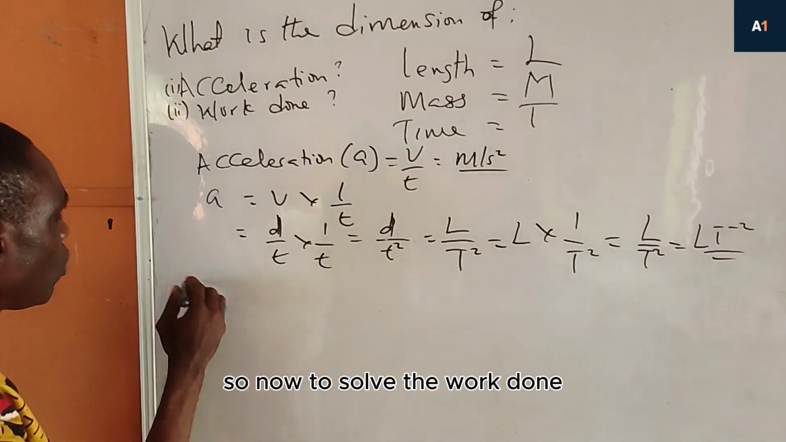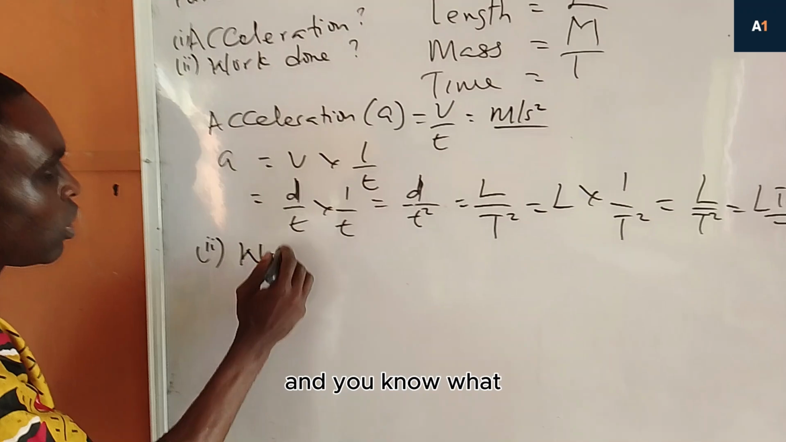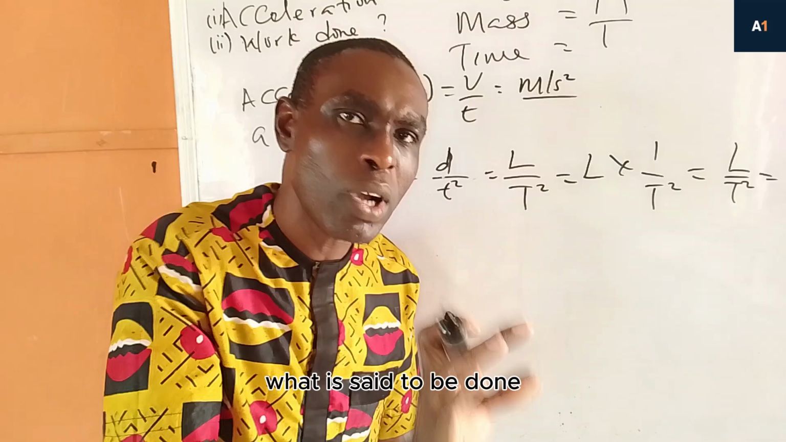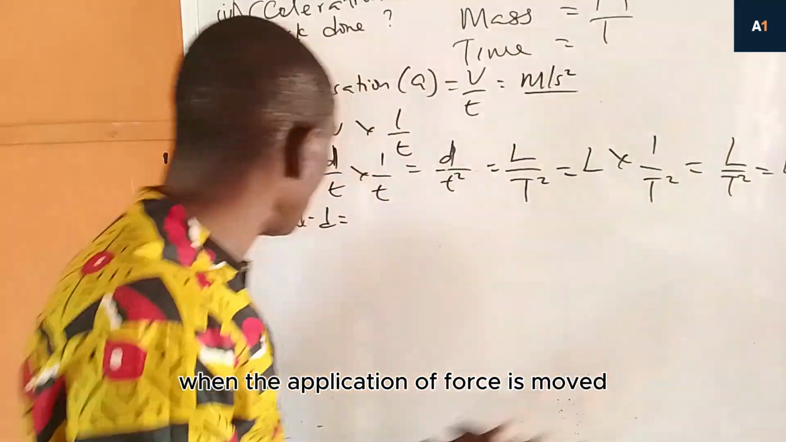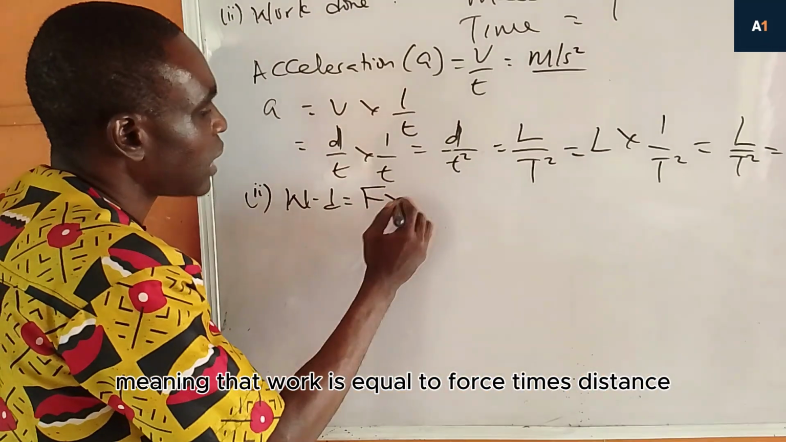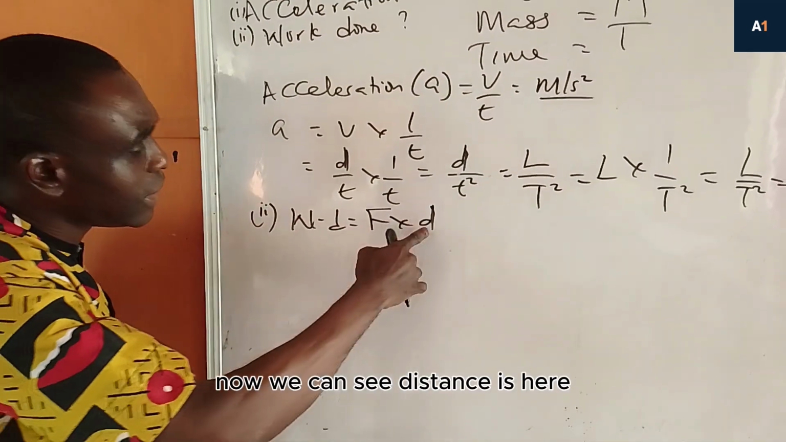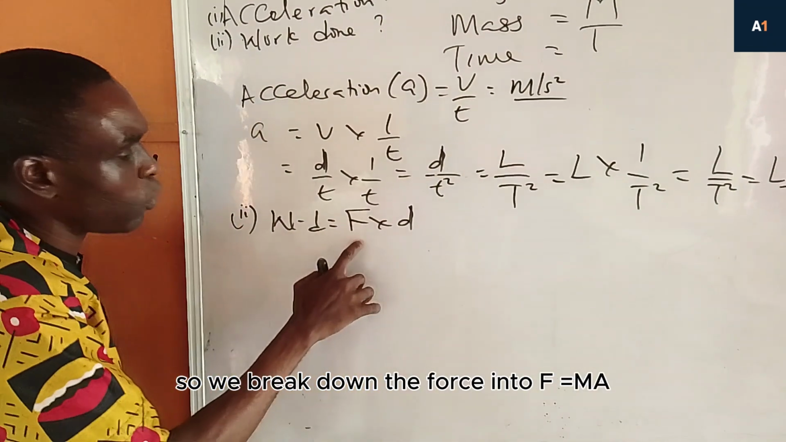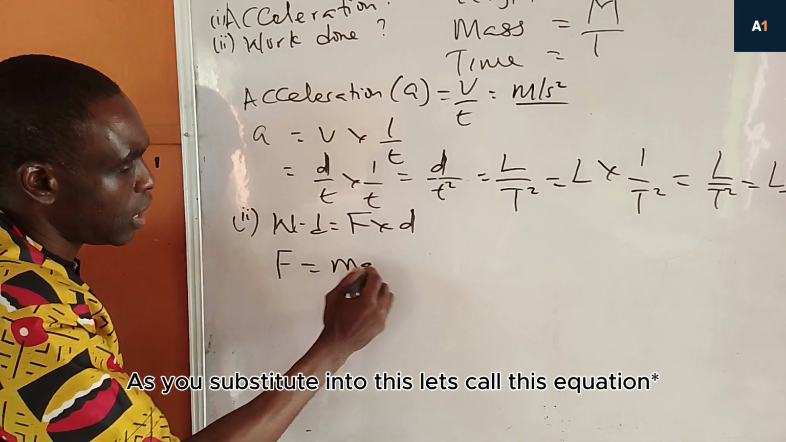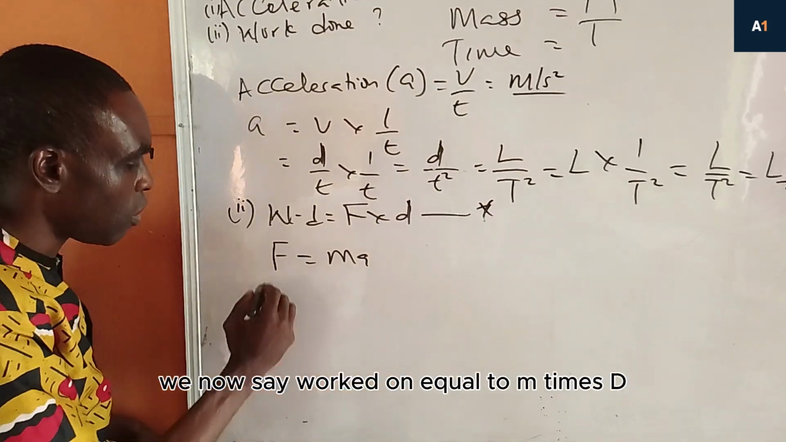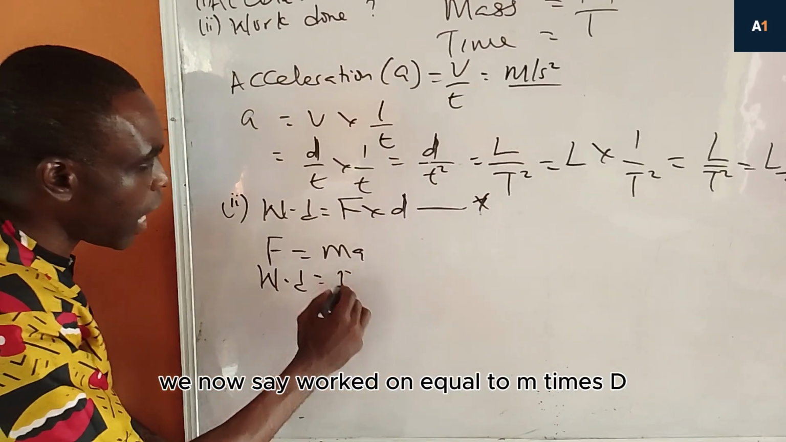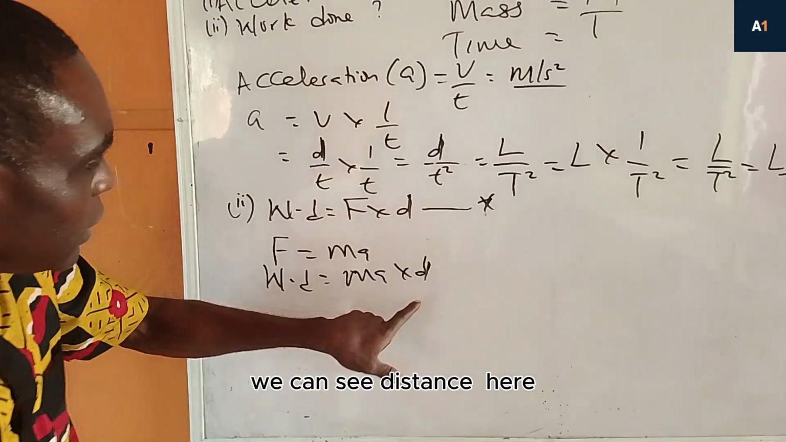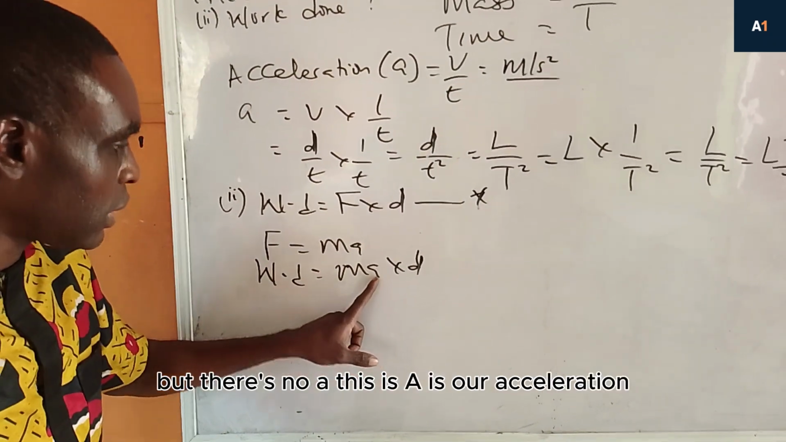So now to solve the work done. You know work is said to be done when the point of application of force is moved, meaning that work done is equal to force times distance. Now we can see distance is L, but our force is not here. So we break down the force into F equal to MA. We substitute into this, let's call this equation star. We now say work done equal to M times A times D. But if you see this one, we can see mass here, we can see distance here, but there is no A, which is our acceleration.